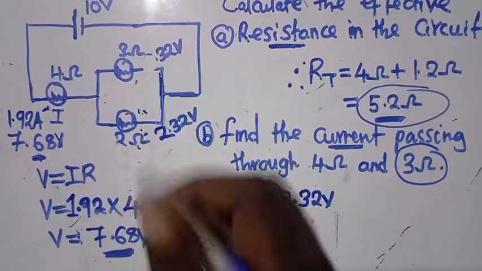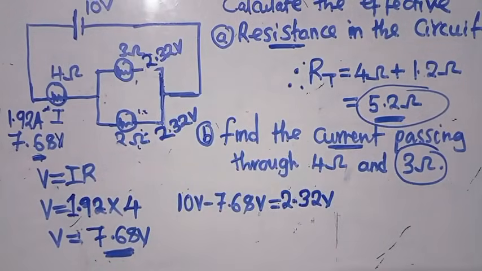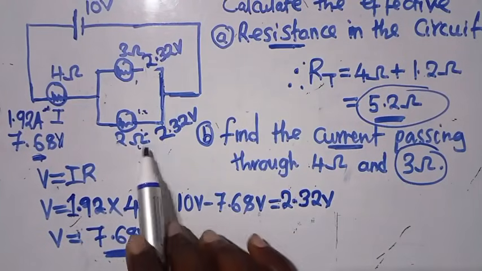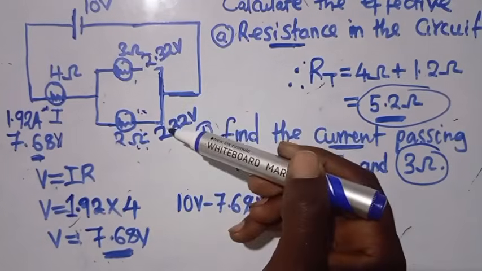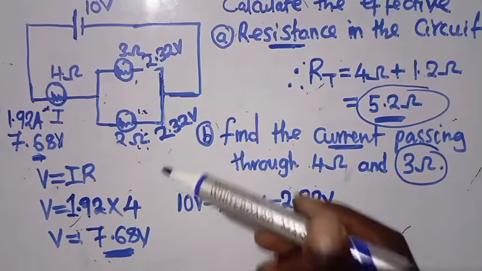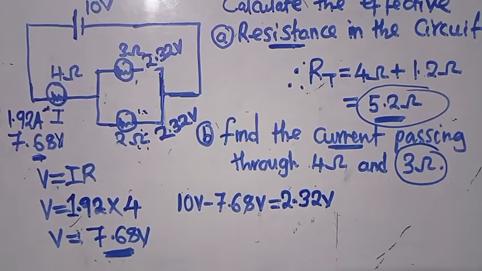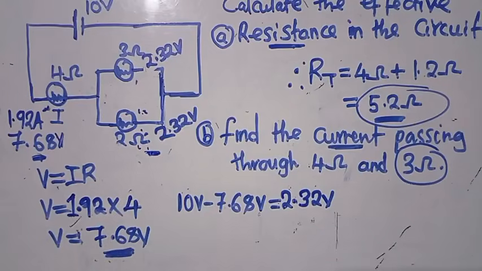2.32. It is 2.32. This is the answer, isn't it? So this is the voltage that is here. This is the voltage that is there. Since these are in parallel, we know that in a parallel connection, voltage is the same, but current is what? Current is shared. So the current that is here is different to the current that is there.